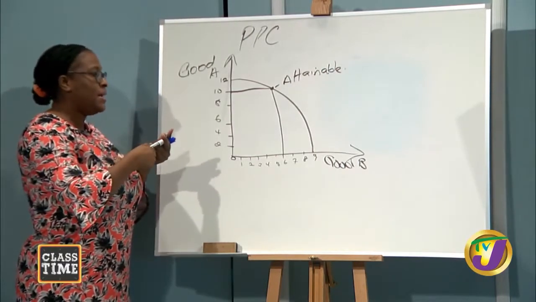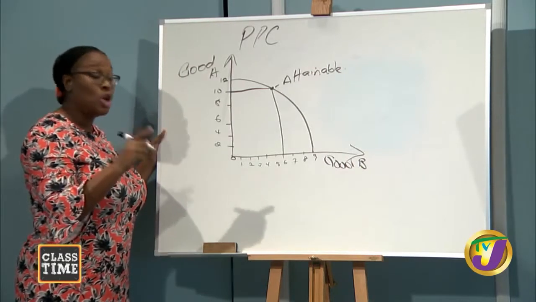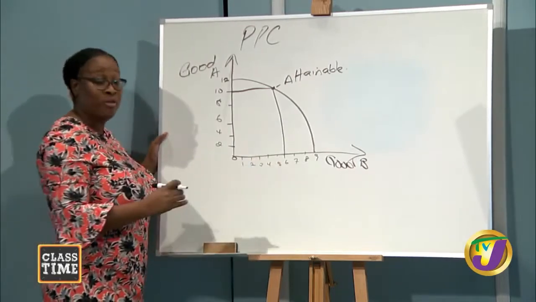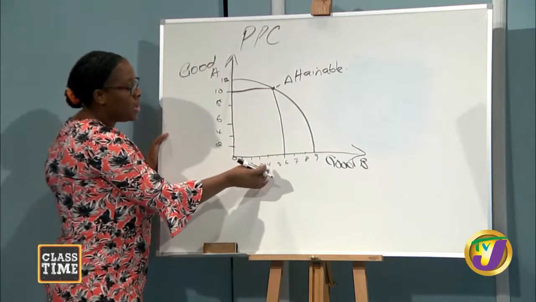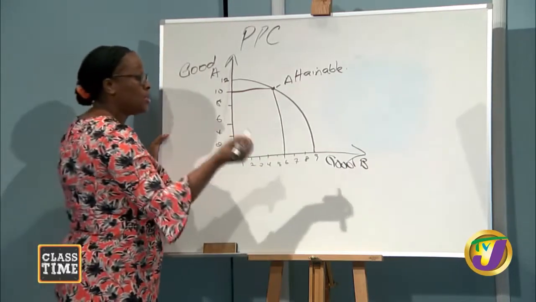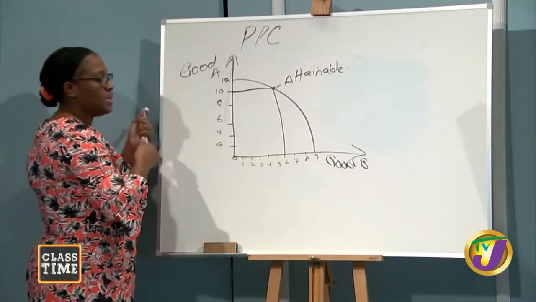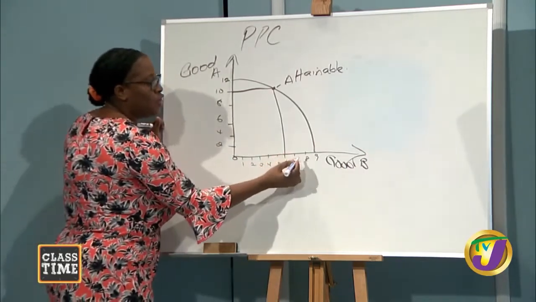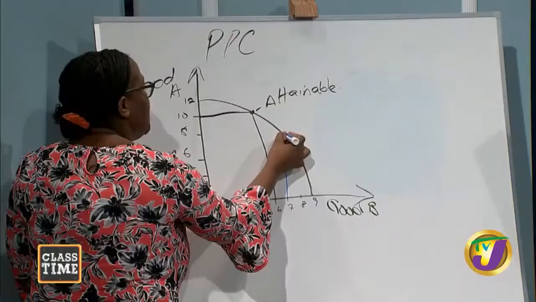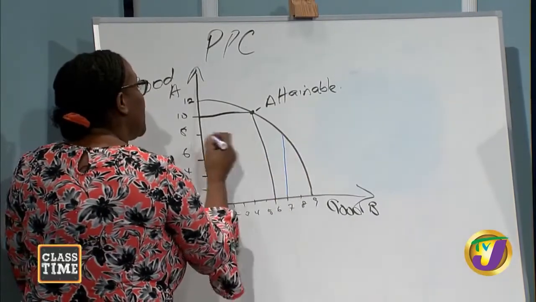But let us say that the economy wants to increase its production of good B. Let us say instead of 6 units of B, they want 7 units of B instead. So let me just change the color of the marker here so you'll be able to see. So 7 units of B, come across and touch the PPC. Please don't laugh at my lines if they're not too straight.